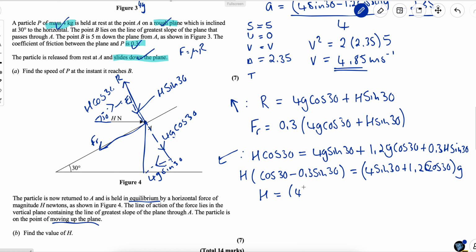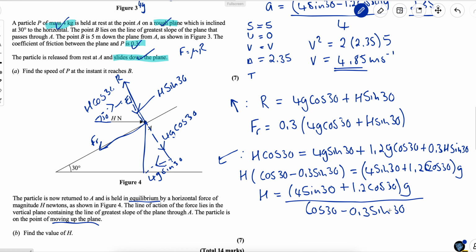So H equals (4 sine 30 plus 1.2 cos 30) G all over (cos 30 minus 0.3 sine 30). And that, once it goes into the calculator, gives us 41.6 newtons.